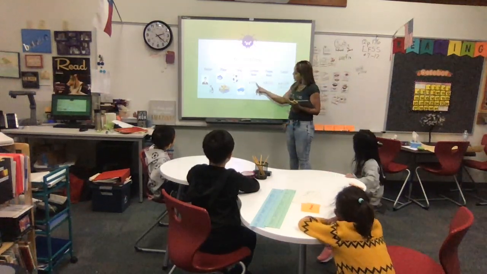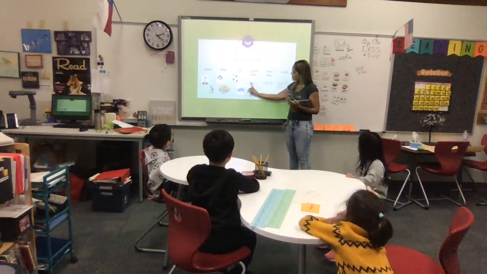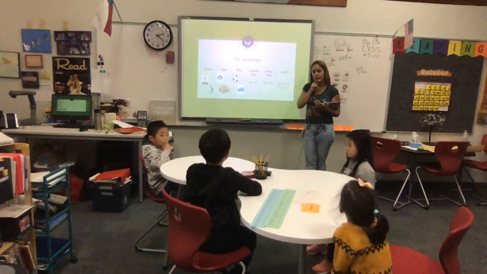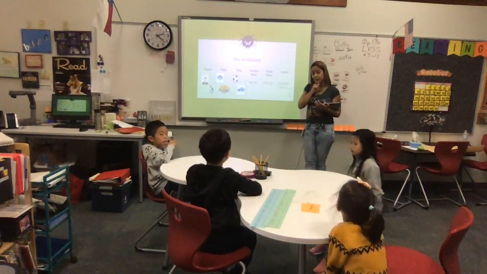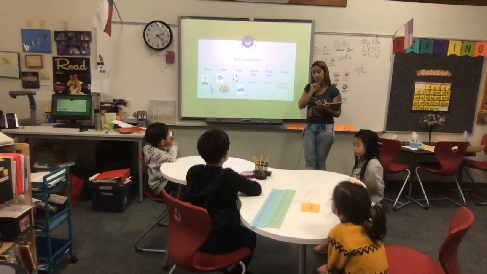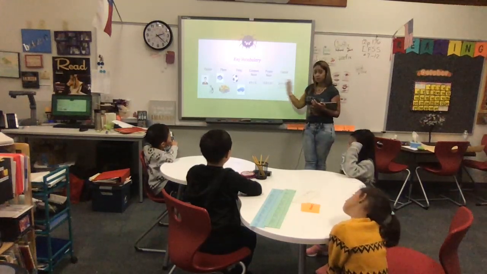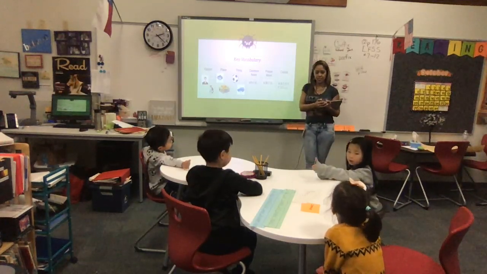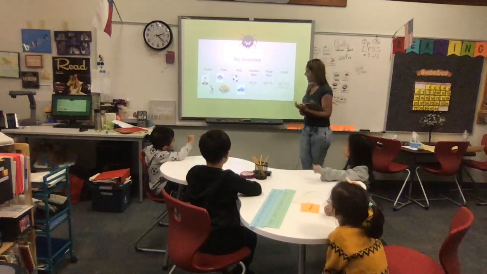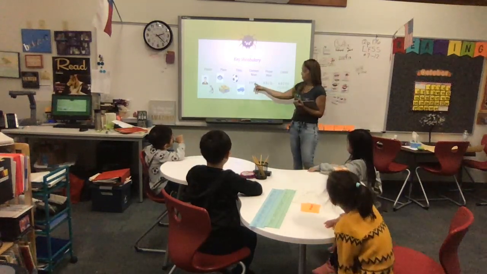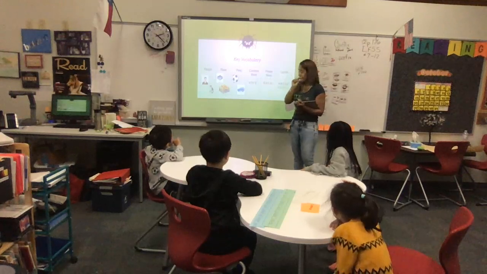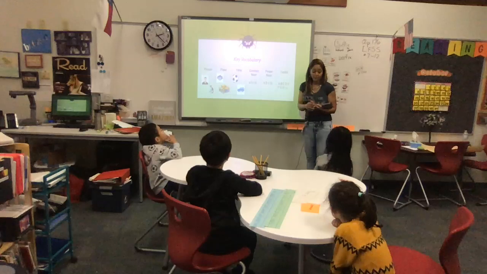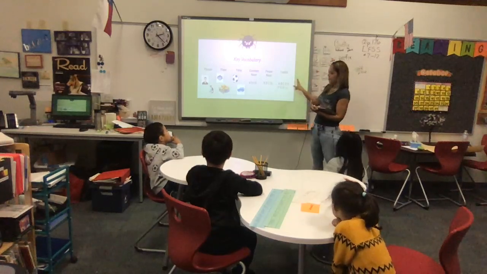Now, what does this mean? Why would I put these letters under common noun and these letters under proper noun? What do you think? Common noun is lowercase and proper noun is uppercase. Thumbs up if you agree or thumbs down if you disagree. I agree with you. Yeah. Common nouns we do not capitalize, so they start with a lowercase letter. And proper nouns we do capitalize, so they start with a capital letter.